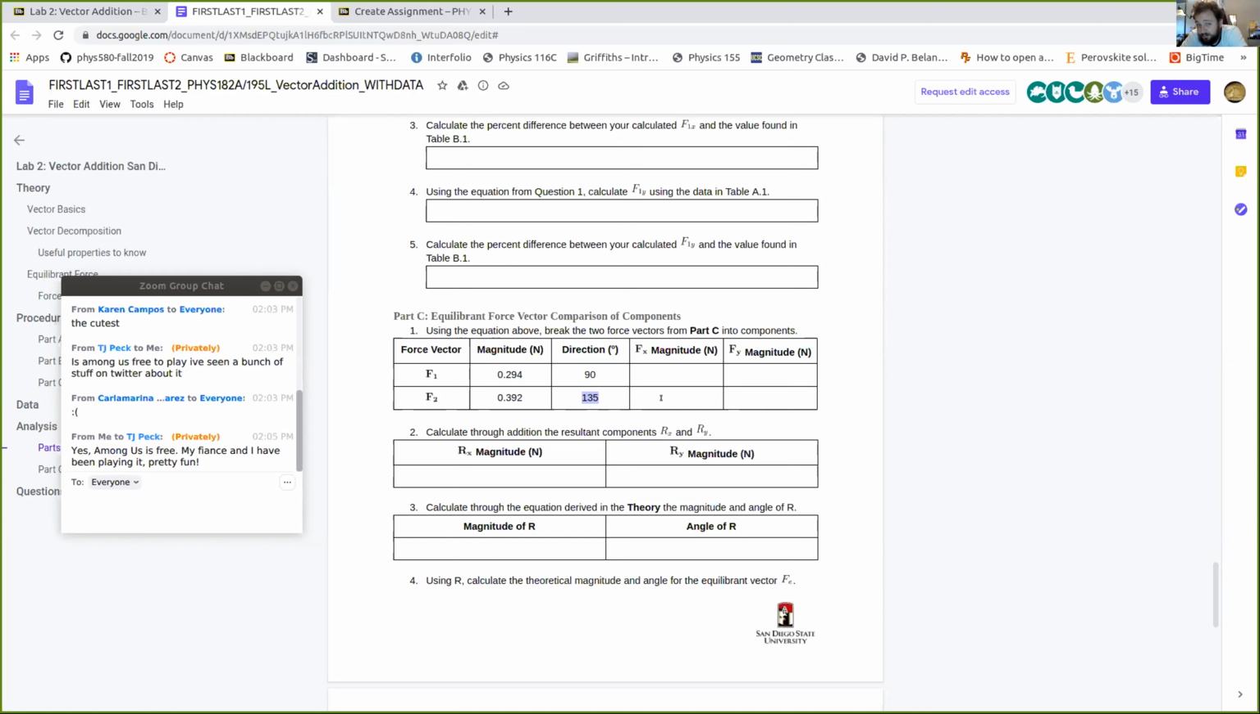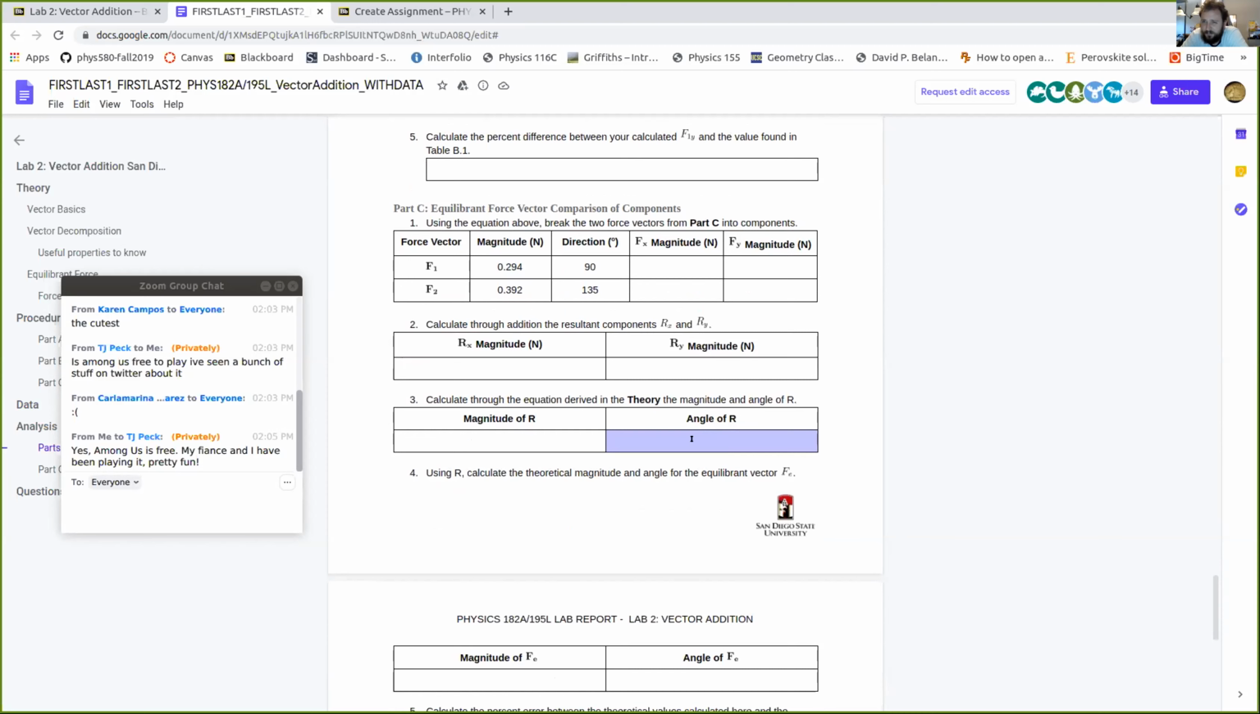You're going to add the x components to get your Rx right here. You're going to add your y components to get your Ry right here. You're going to use the Rx and Ry in the Pythagorean theorem to get R. Sounds familiar. You're going to use inverse tangent, making sure you subtract it from 180 to get the angle of R, okay?